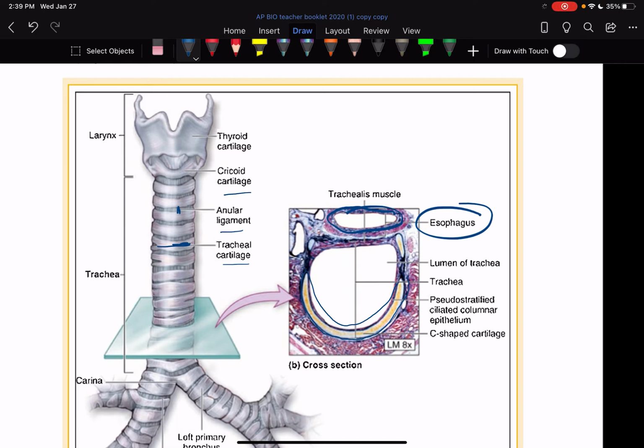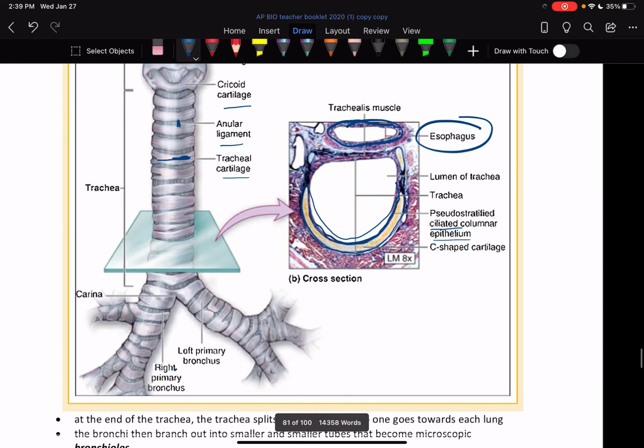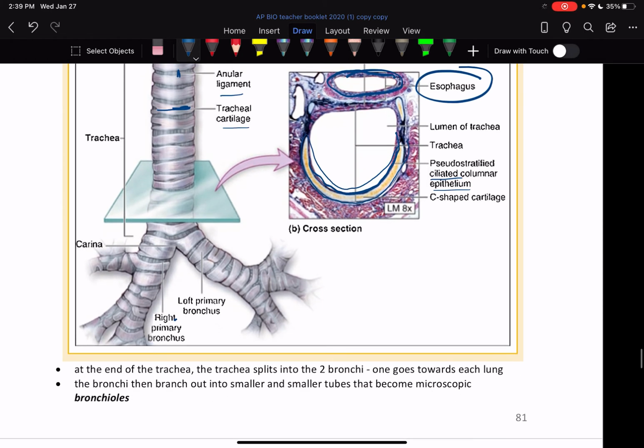And then, you know, this is labeled as the ciliated epithelium. You can't really see much there, but you can see that there's tissue on the inside of that ring as well, and that's the ciliated tissue. Okay, so we've got the right and left bronchus here. Now at the end, the trachea splits into two bronchi. One goes to each lung. That makes sense because we have two lungs.